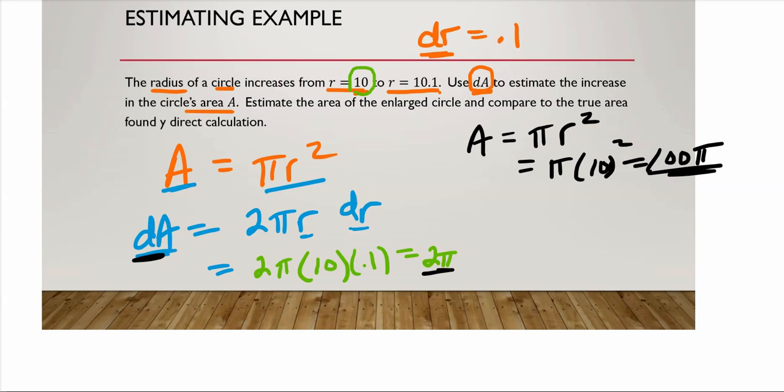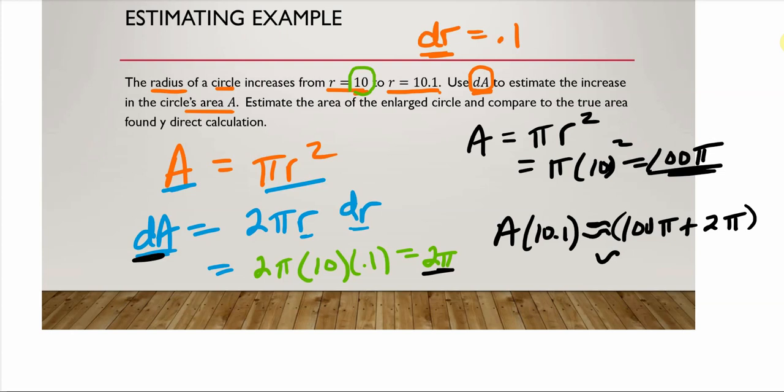So that means that my new circle, my larger circle, the area of 10.1 is going to be approximated to be 100 pi plus 2 pi. And that right there is going to give me an approximate area of 102 pi. So that's what we're getting using differentials.